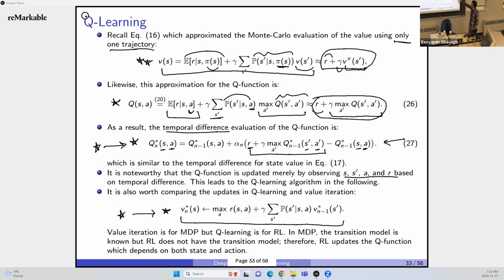So now let's compare the value iteration in Markov decision process and the temporal difference of Q learning in equation 27 in reinforcement learning. Equation 27 and this one. Do you see the difference? We are using Q here, but previously we used V. What is the intuitive justification here?